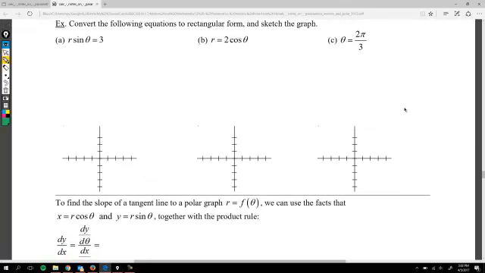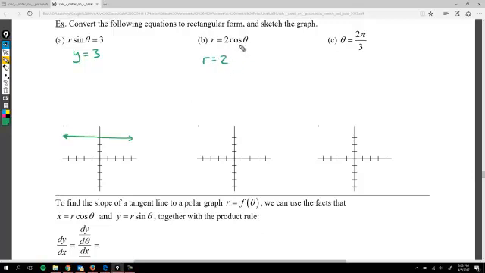All right, let's do some graph sketching and converting to rectangular form. So r sine of theta is the same thing as y. So I'm just going to make that substitution. And y equals 3 is just a horizontal line at 3. Okay.